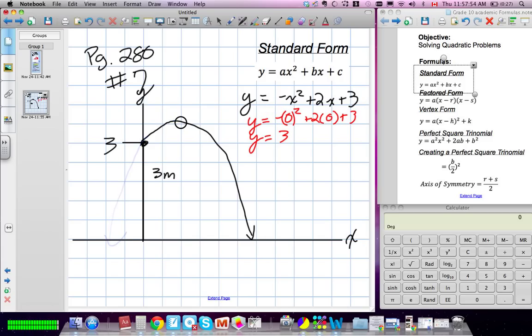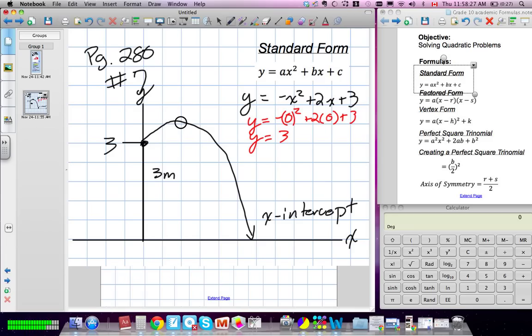Now we have our quadratic equation, where x represents the horizontal distance traveled in meters, and y represents the height in meters above the ground. How far has the basketball traveled horizontally when it lands on the ground? So I'm in standard form, and I need to find what? When it hits the ground, what's that considered in a parabola? What point would this be called? X-intercept. I need to find an x-intercept. What do I need to do in order to get an x-intercept? Yes, I need to change from standard form to factored form.